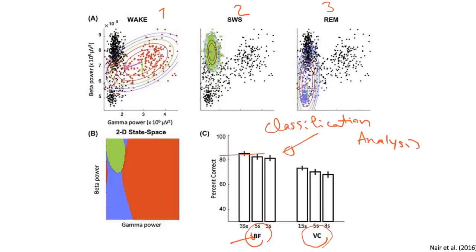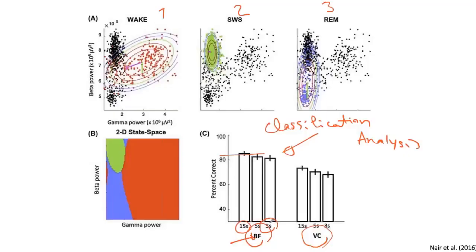So if we record things in the basal forebrain in animal models, if we record for 15 seconds, or even for 3 seconds, with something like 80% accuracy we can tell whether the animal is awake, in slow wave sleep, or REM. And this is the discrimination space.